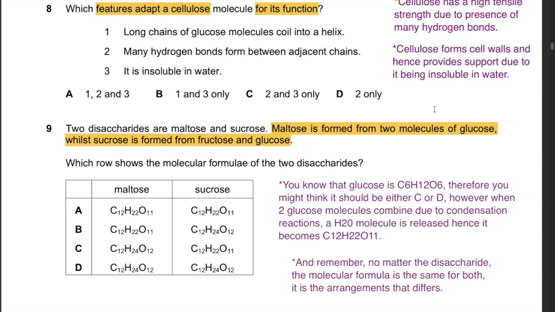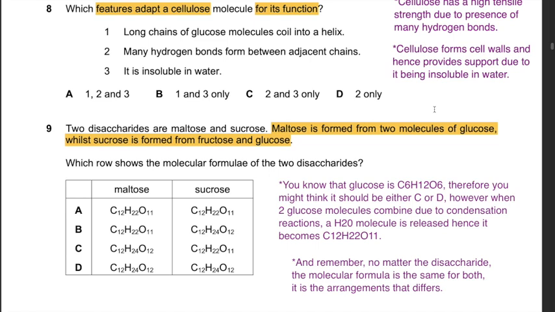Cellulose has a high tensile strength due to the presence of many hydrogen bonds. Therefore, yes, many hydrogen bonds do form between adjacent chains. And cellulose forms cell walls in plants. You do know that, right? Plant cell walls are made up of cellulose, and therefore it must provide support to the plant.